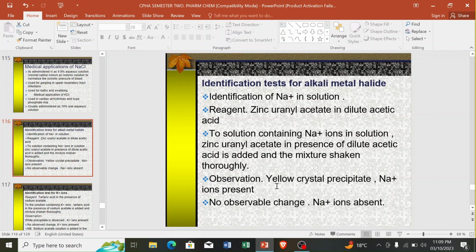So we expect to observe: if we observe a yellow crystalline precipitate, then sodium ions are present. If we have no observable change, sodium ions are absent. And always give your answer in a two-way form, when it is present and when it is absent, so that you get all the marks. Okay, you have to convince the examiner and show them you know what you are doing and you know what you're writing about. That is why we have the observation and the no observable change.